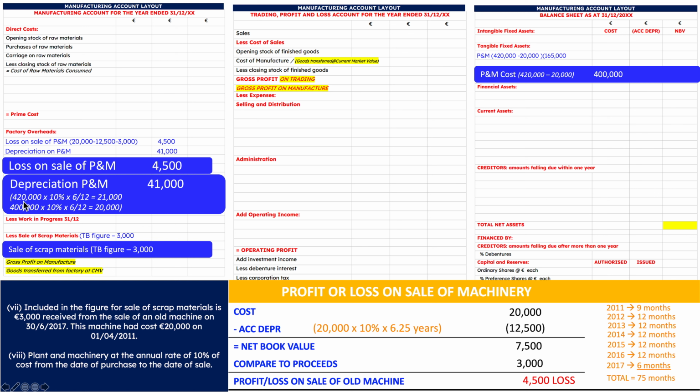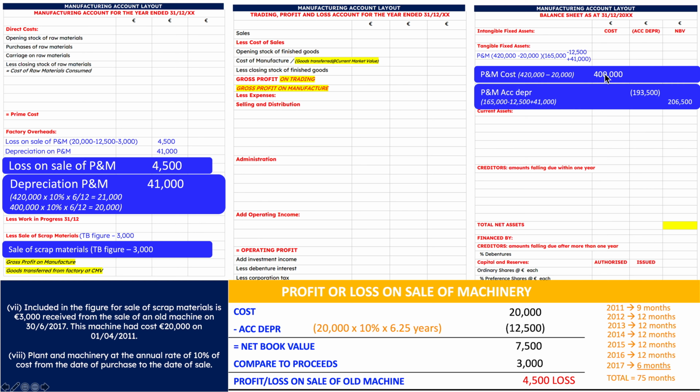the date of sale. So for the first 6 months of the year, we had 420,000 worth of plant and machinery. We multiply that by our depreciation rate and by half the year, that's 21,000. And then after we sold the machine, our new cost was 400,000 by 10% by 6 over 12, which is 20,000. So altogether there, that is 41,000 euro under factory overheads.